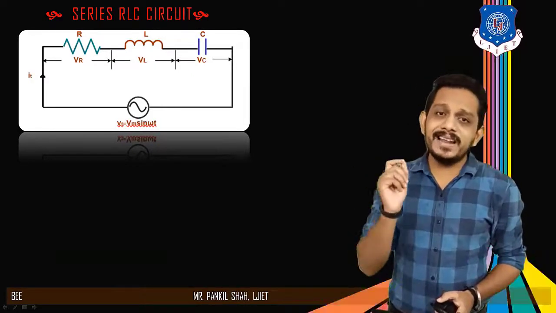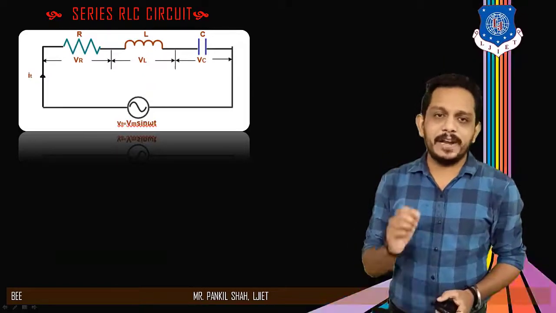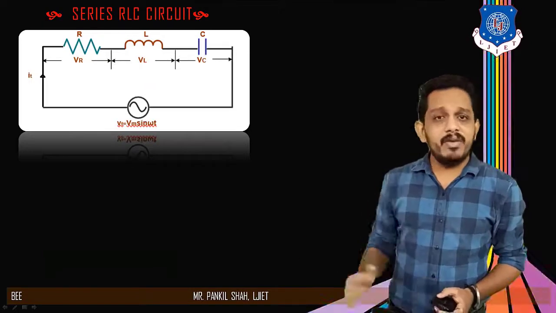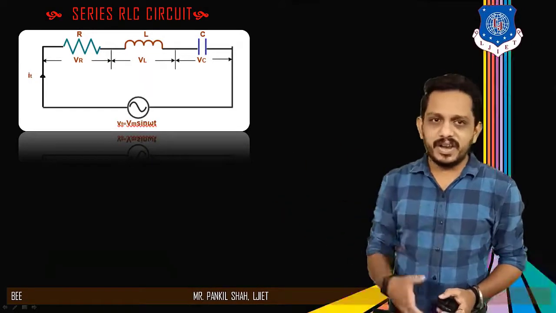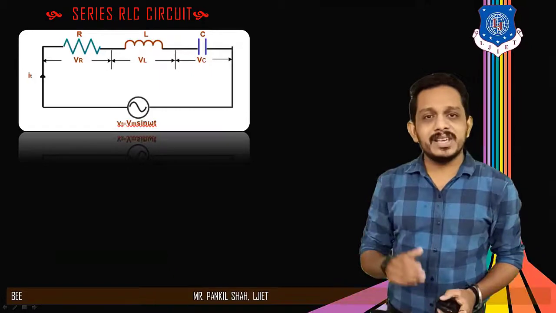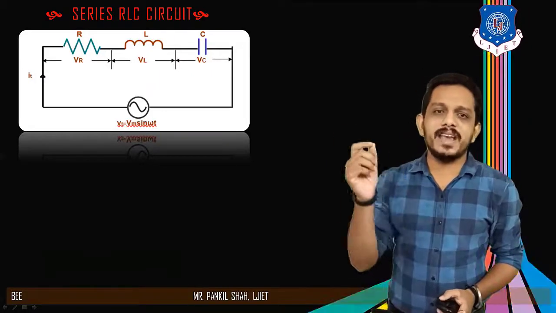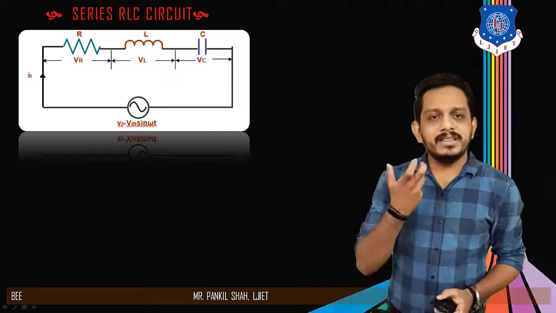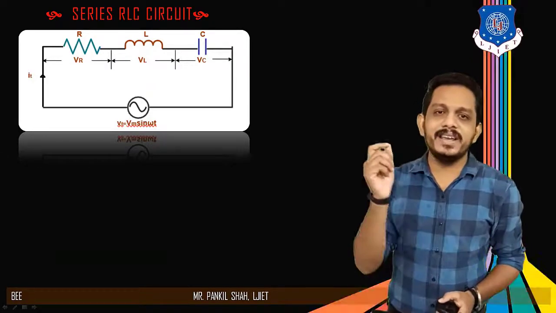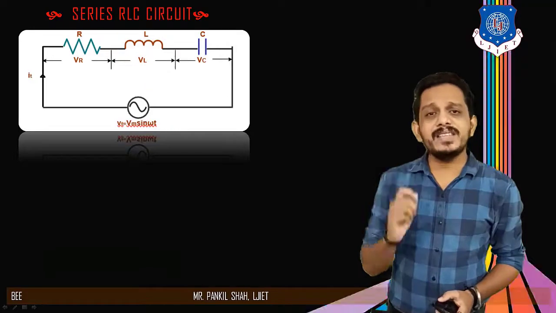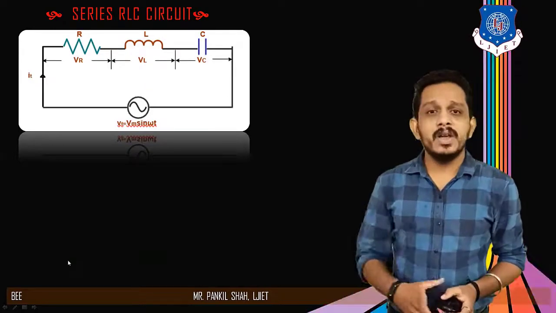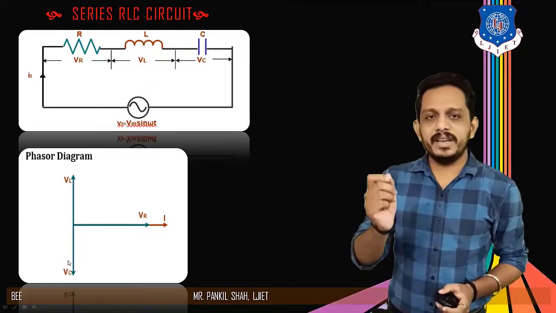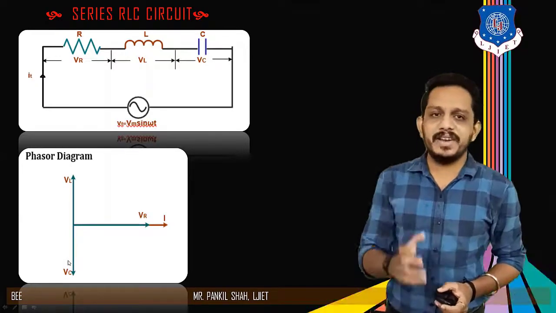Here, analysis of the series RLC circuit means we need to find the equation of It, that is the current. We have taken voltage as a reference again, and the equation of voltage is Vt equals Vm sin omega t. So this is taken as a reference. We need to find the equation of current It and the phase angle between voltage and current. So we need to draw a phasor diagram to find the equation of the instantaneous current It.